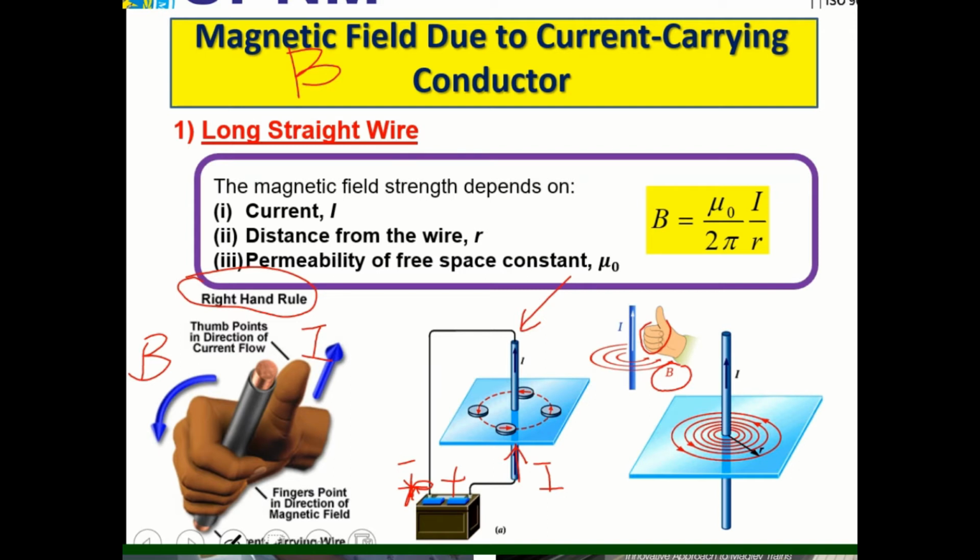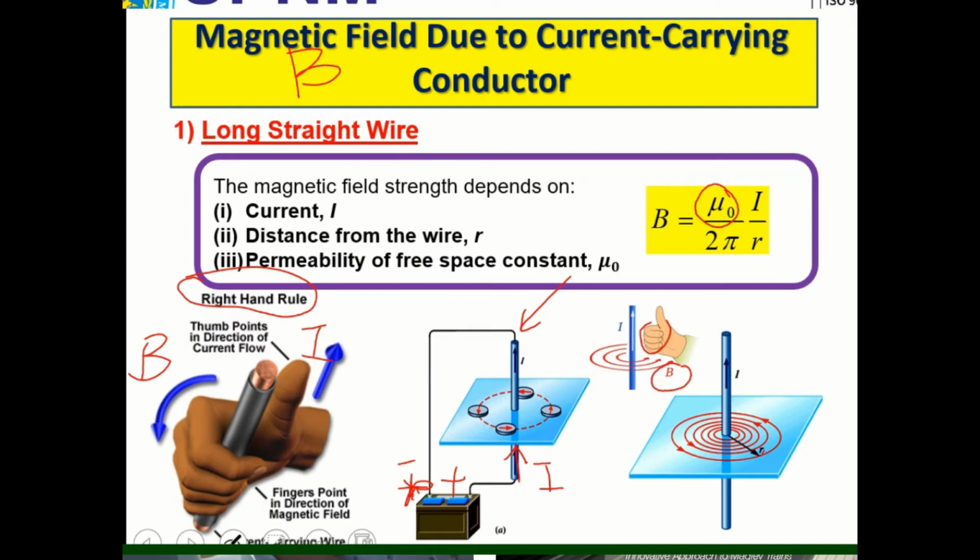So untuk long straight wire, kita boleh determine the magnitude of the magnetic field by using the formula µ₀NI over 2πr. Okay, nanti kita tengok yang ni constant dia. So r ni adalah distance dari kita nak kat mana point kita nak cari tu, towards the conductor wire.